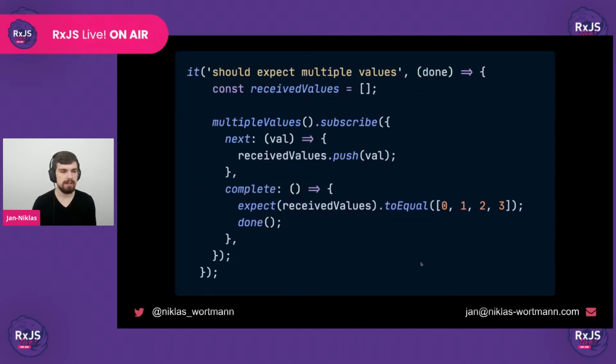So how would that look in an asynchronous example? How can we handle that? In an asynchronous example like interval, what I would do is basically apply the same mechanism. So subscribe to the next channel and push the values into the array, but in the complete callback, when we know all the value emissions are done, we do our expectations and then afterwards call done.